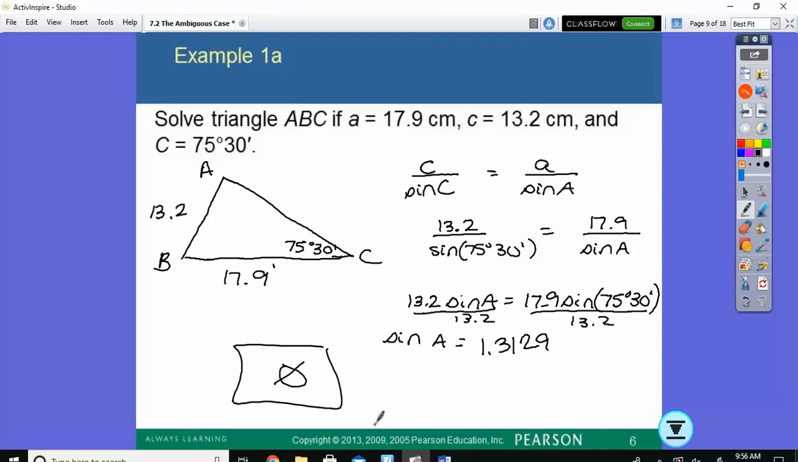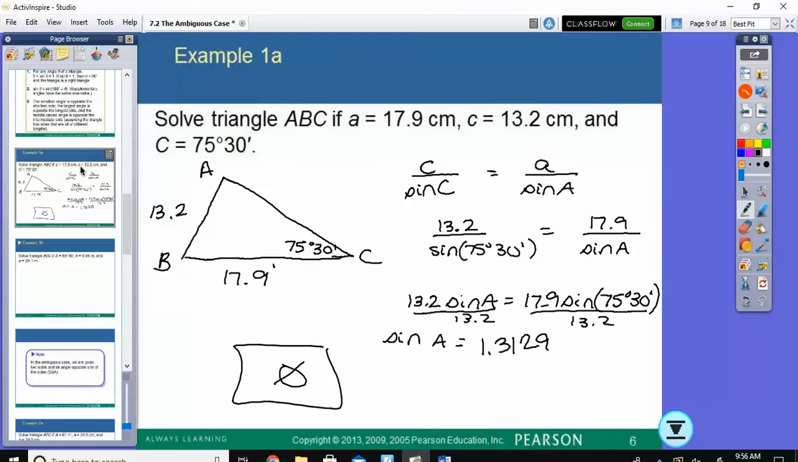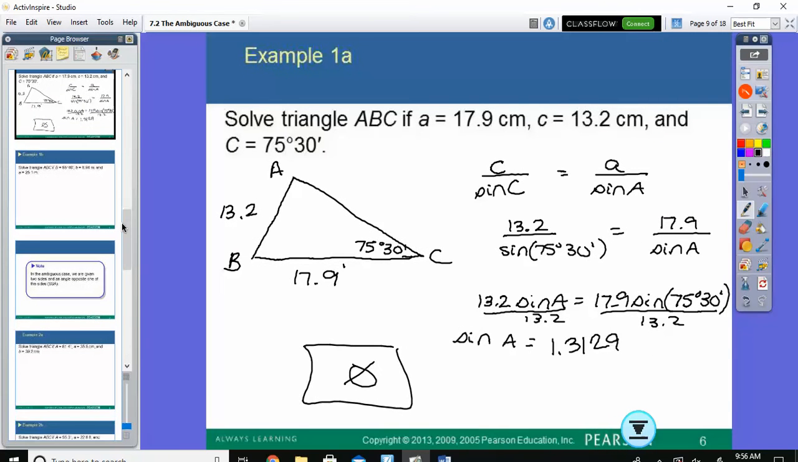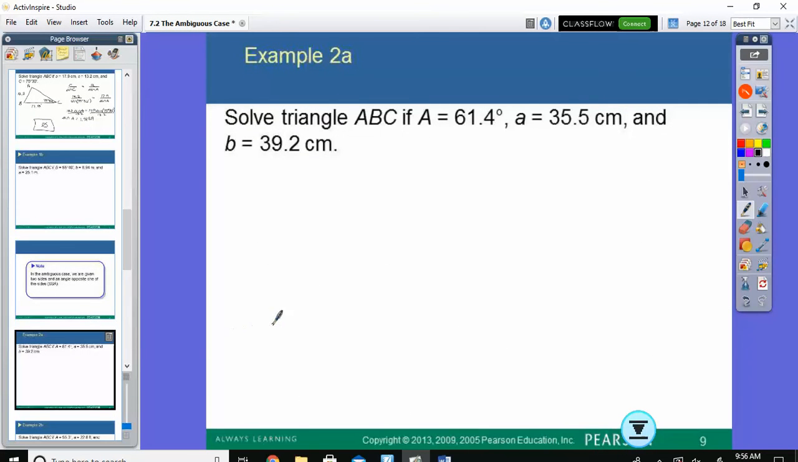That one okay? Let's look at this example.